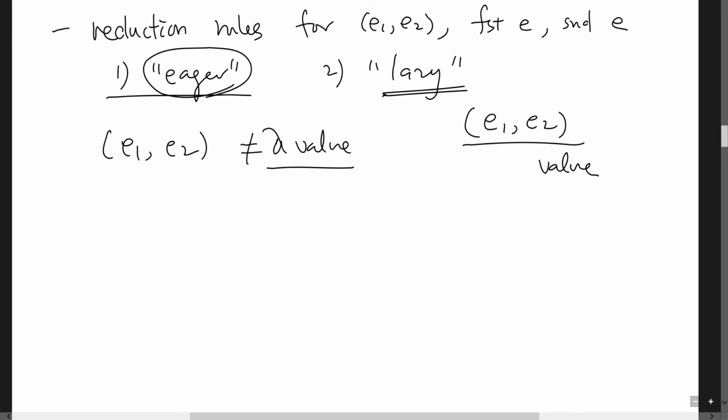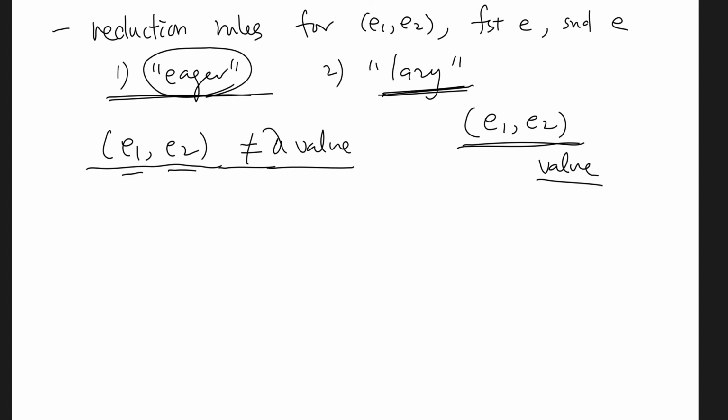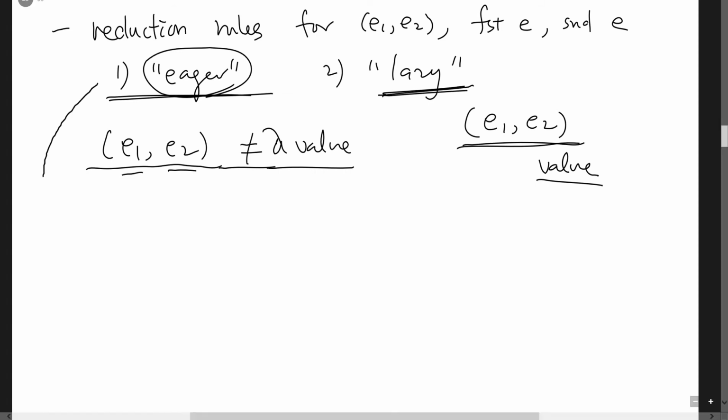So again, in the case of the eager strategy, we don't regard this pair as a value unless both expressions E1 and E2 are already values. In the case of the lazy strategy, we count this pair as a complete form of a value, so there is no further reduction. Let's develop the reduction rules under this eager strategy.